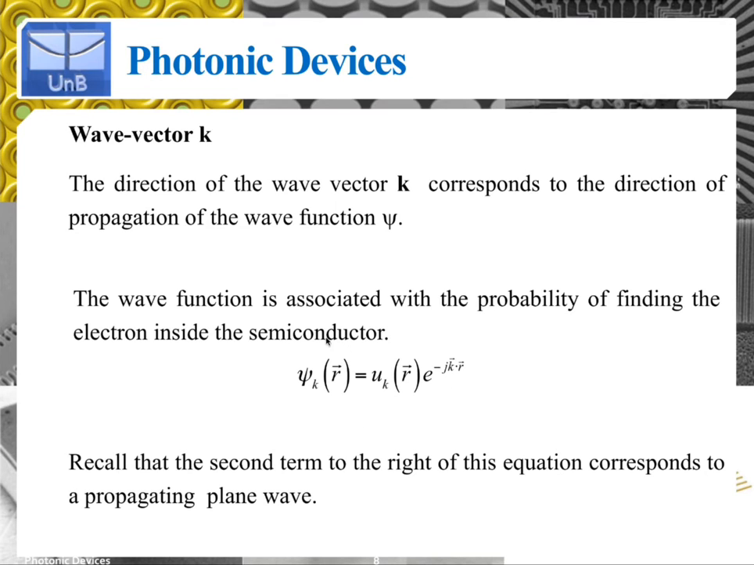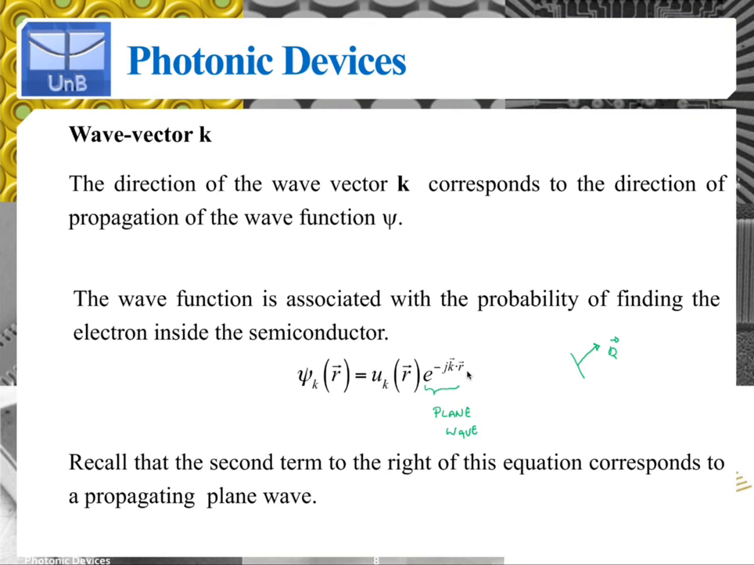And inside a periodic lattice, we saw that this function would behave in this way. It would be the product of a periodic function of position r for a given k, for a given wave vector, and this term, which is, as we saw, a plane wave propagating in direction k in the three-dimensional space. So this term corresponds to a plane wave.